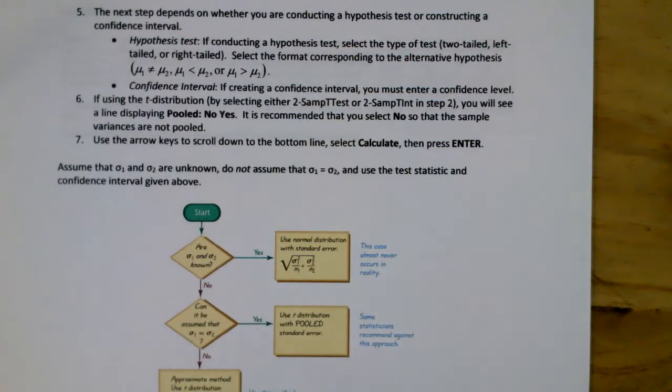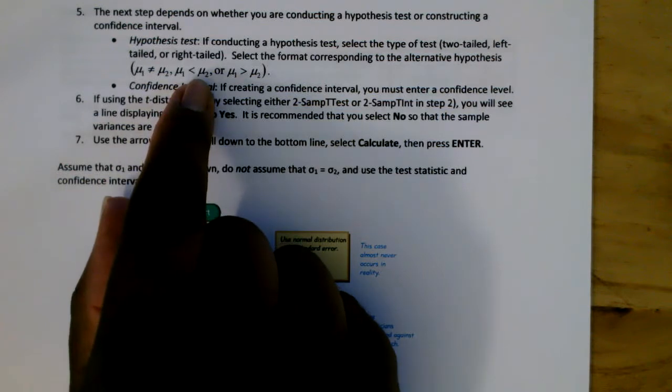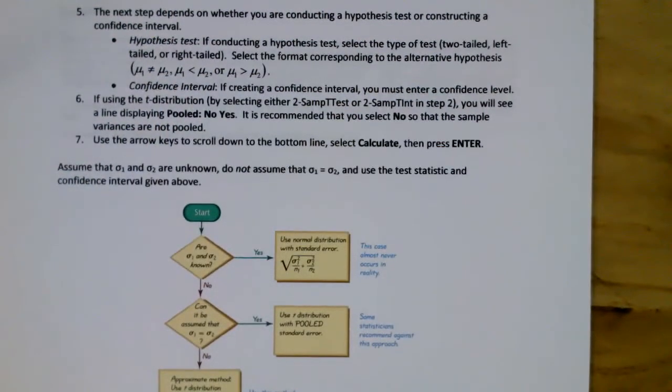And then number 5, the next step depends upon whether you're conducting a hypothesis test or constructing a confidence interval. If you're doing a hypothesis test, you want to select the type of test, whether it's two-tailed, left-tailed, or right-tailed, and then select the format corresponding to the alternative hypothesis, because the alternative hypothesis will tell you what type of test you have. You're going to have to select either not equal to mu sub 2, or less than mu sub 2, or greater than mu sub 2. Now, if you're doing a confidence interval, you have to enter the confidence level. Okay, that's very important.